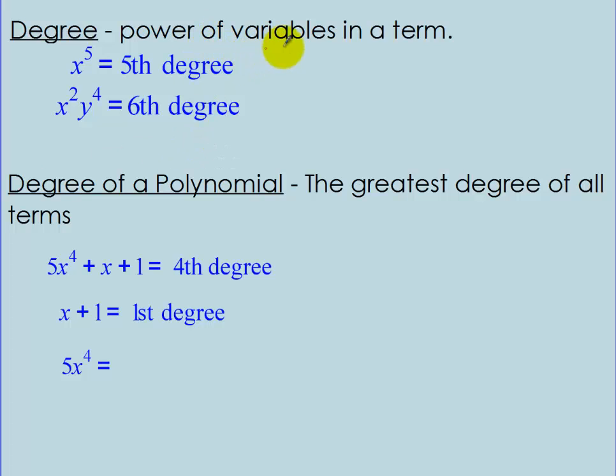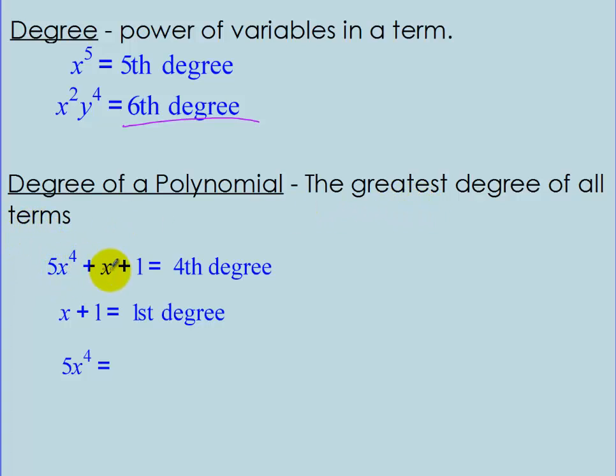Other vocab words, a degree. Degree means the power of the variables in a term. So x to the 5th will be 5th degree right here. In this case, x squared and y to the 4th will be 6th degree. So it's not like, oh, there's one variable x. No, it's the power of the variables all combined. The degree of a polynomial will be the greatest degree of all of the terms.